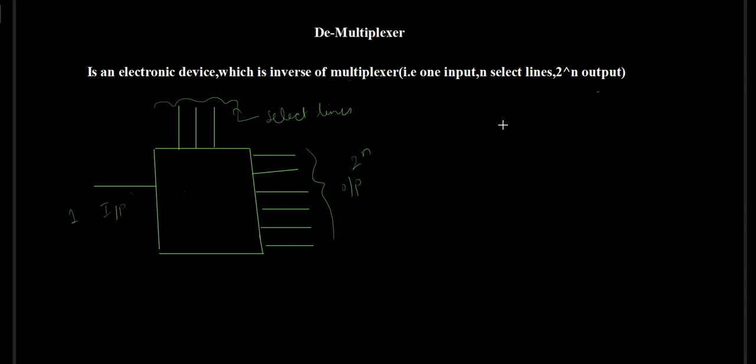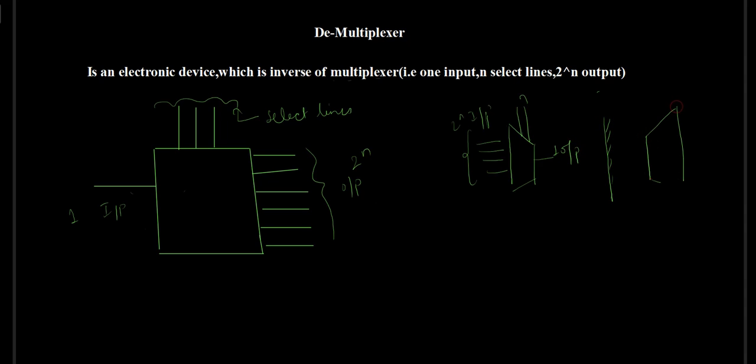Let me draw a circuit for multiplexer. So say for multiplexer, this is my 2 power n input lines. Based on 2 power n, I will be having n select lines and one output. If I show a mirror image of it, then what I will be having is one input, n select lines and 2 power n outputs. So this is the basic difference between mux and demux, that the function is completely reversed.